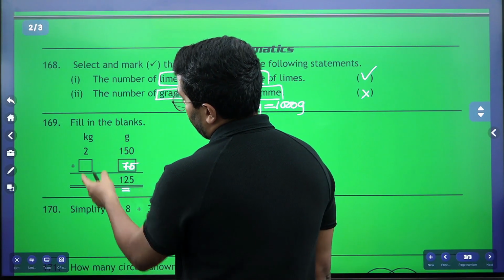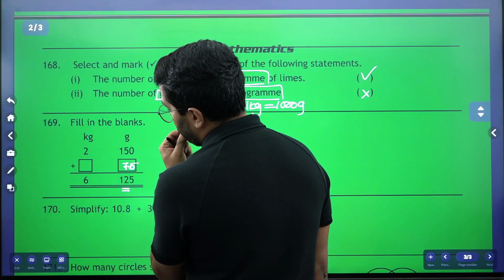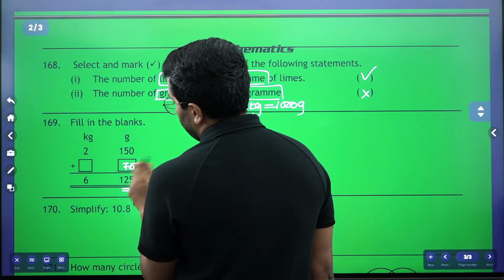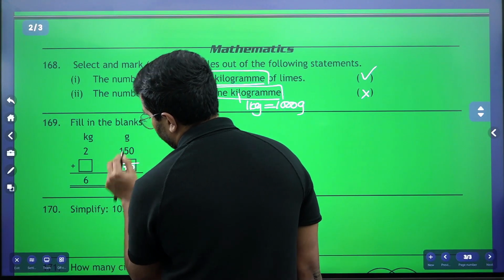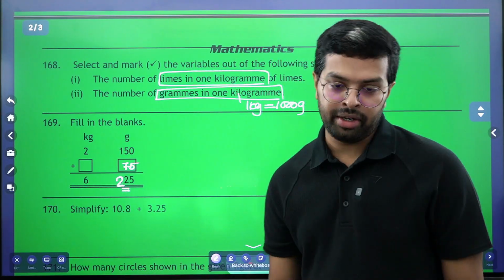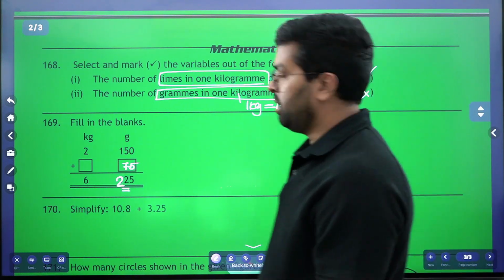Okay, there's a printing mistake. Shall we correct this as 2? Right. Now give a try, will you? Give a try on this question. There's a typo. Let's give a try on this question.